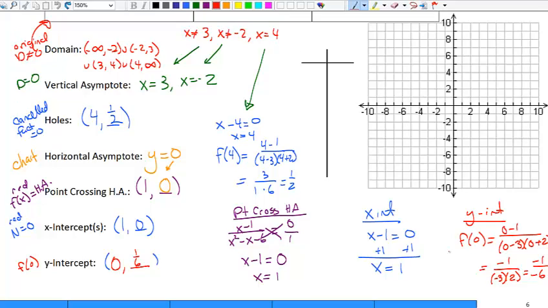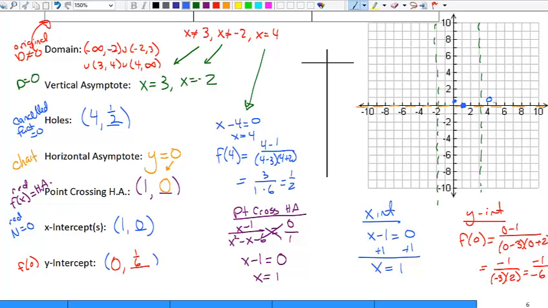Okay, so let's go ahead and plot every piece of information that we already have. I know I have vertical asymptotes at 3 and negative 2. I know I've got a horizontal asymptote at y equals 0, or the x-axis. And I've got several points I can plot. At 4 comma a half, I know I have a hole. So I'm going to put a little hole right there. At 1 comma 0 I have a point, because the point crossing the horizontal asymptote and the x-intercept happen to be the same. And then I have another point at 0 comma a sixth.